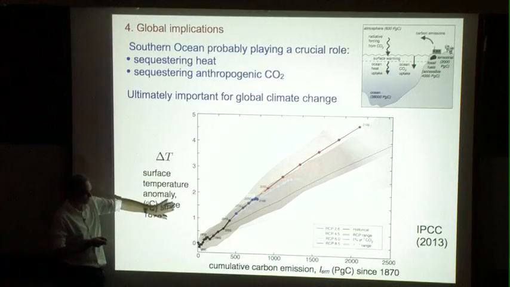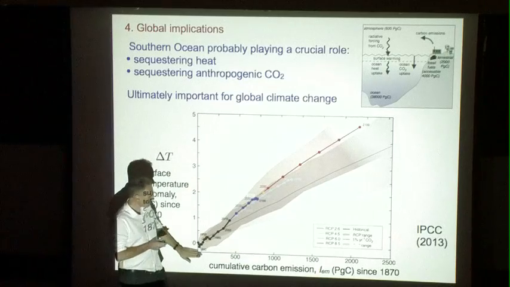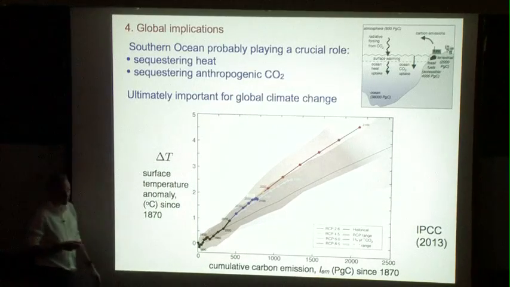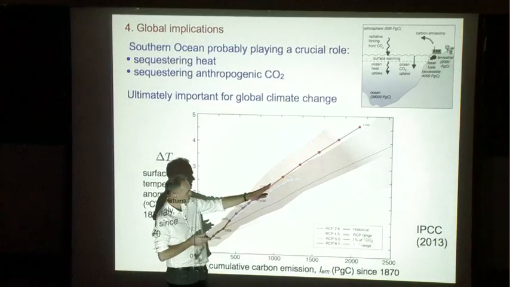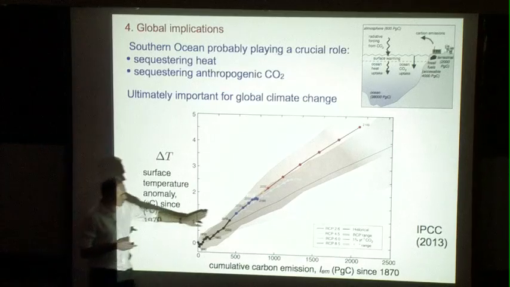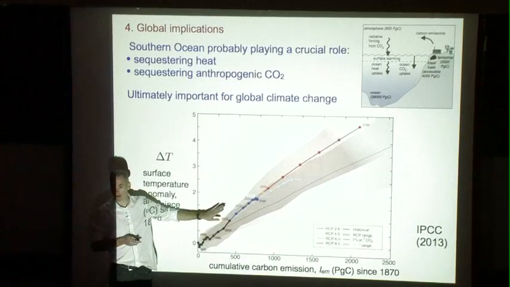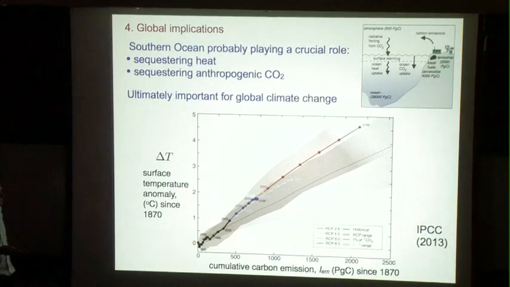One of the most important results from the IPCC report was this response of climate models that the surface temperature anomaly is broadly related to how much carbon we're emitting into the system. And what's more, there's only a small sensitivity to the different emissions. I will argue that this result is reflecting a first-order control by the ocean of how heat and carbon are taken up in the system. And by implication, the Southern Ocean is playing an important role in affecting this relationship.